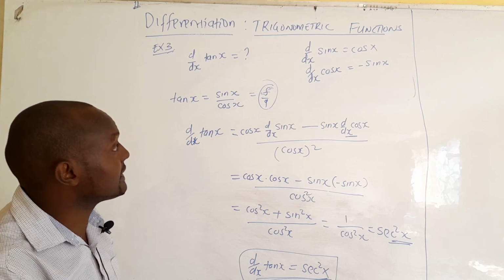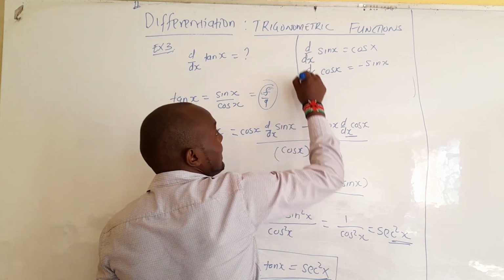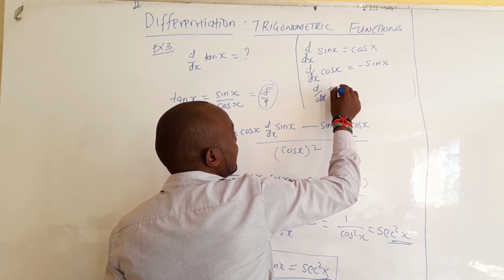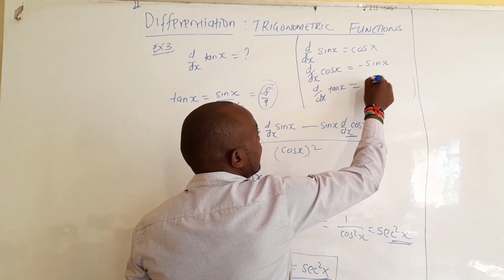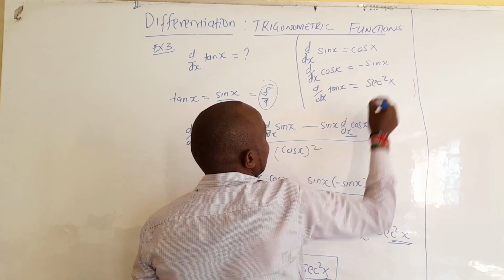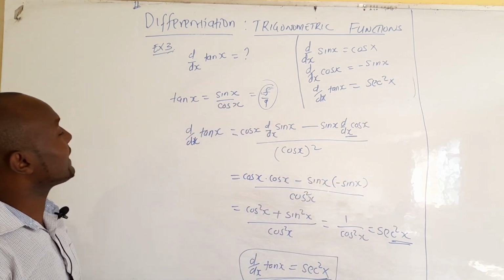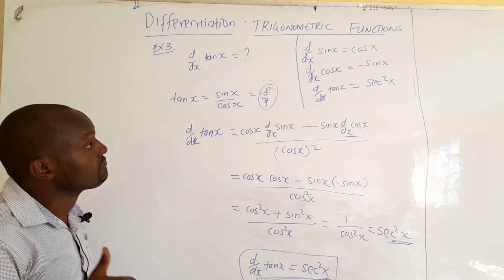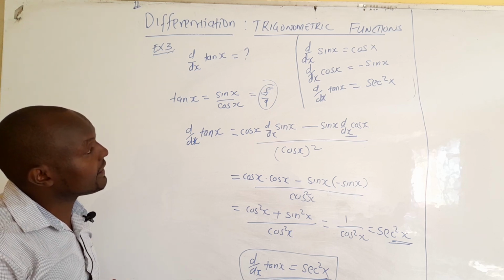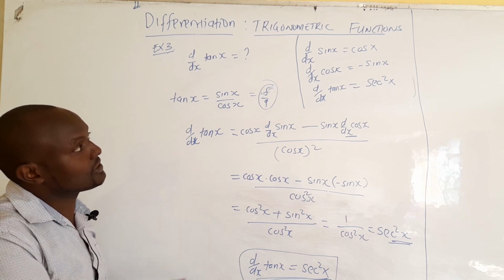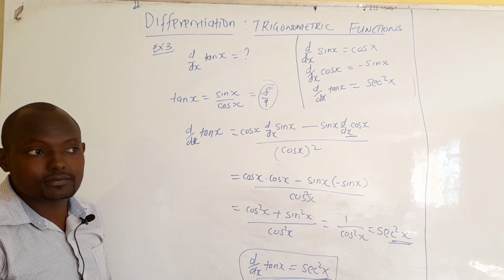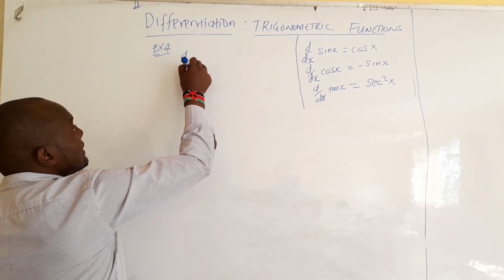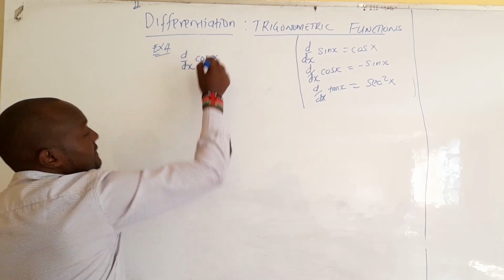Maybe we can add here. Now when you differentiate tan x, let it be known you get sec squared of x. Now we can proceed to example 4 and look at how we differentiate the inverse of this one. Example 4, we look at how we differentiate cot x.